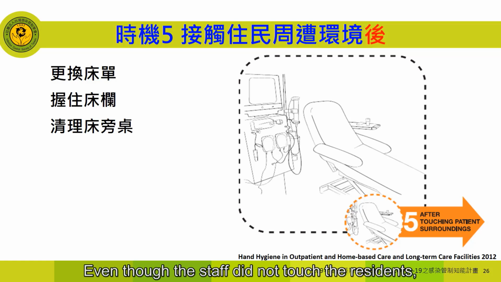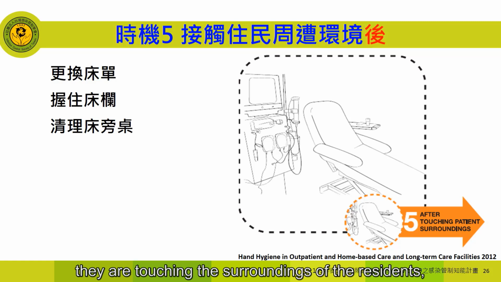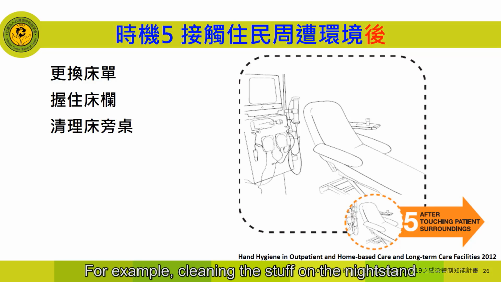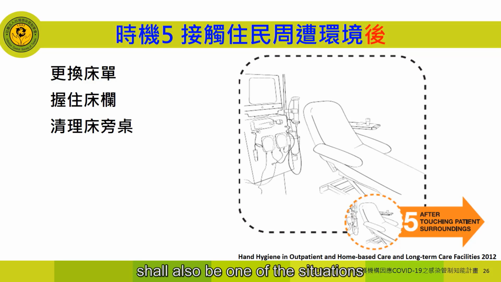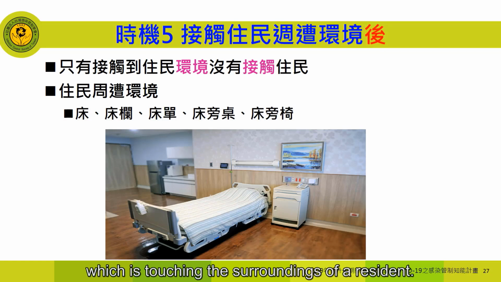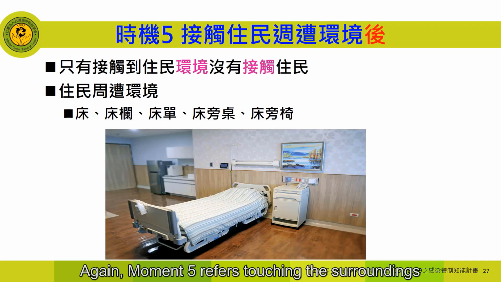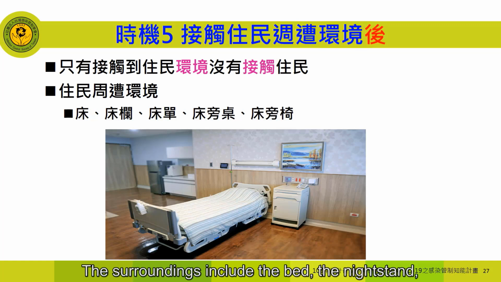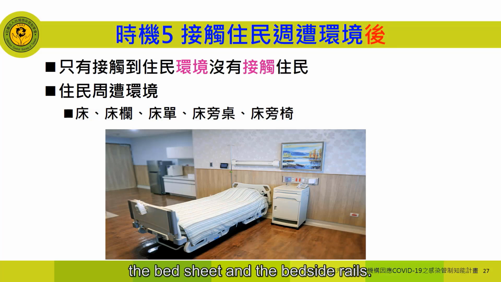Even though the staff did not touch the residents, they are touching the surroundings of the residents and also the nightstands. For example, cleaning the stuff on the nightstand shall also be one of the situations of touching the surroundings of a resident. This picture shows moment 5, which is touching the surroundings of a resident. Again, moment 5 refers to touching the surroundings regardless of the presence of a resident. The surroundings include the bed, the nightstand, the bed sheet, and the bedside rails.